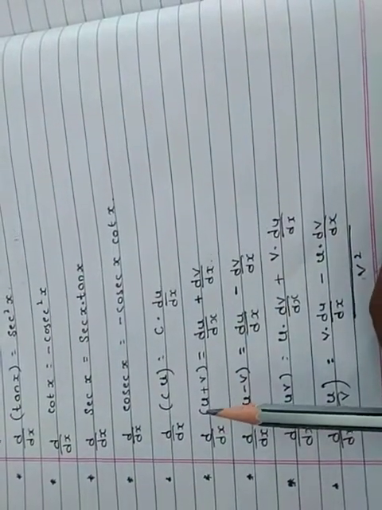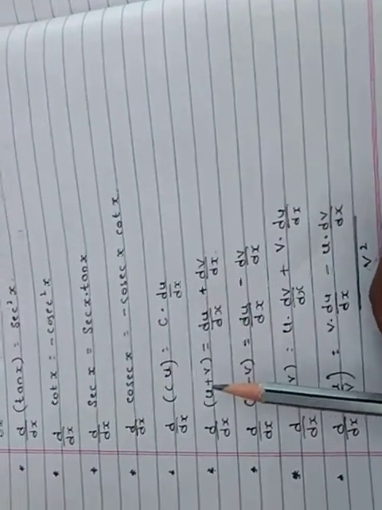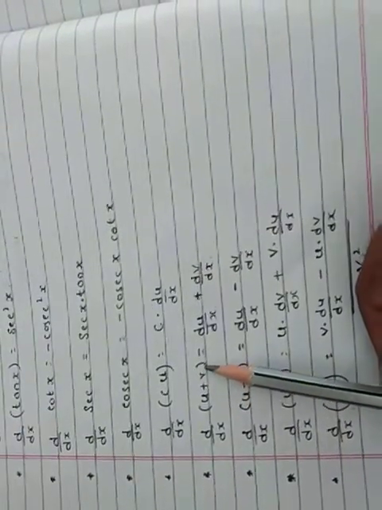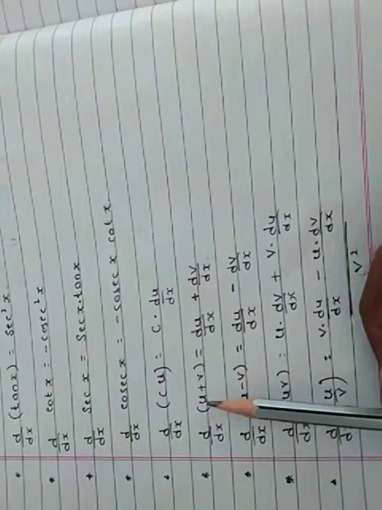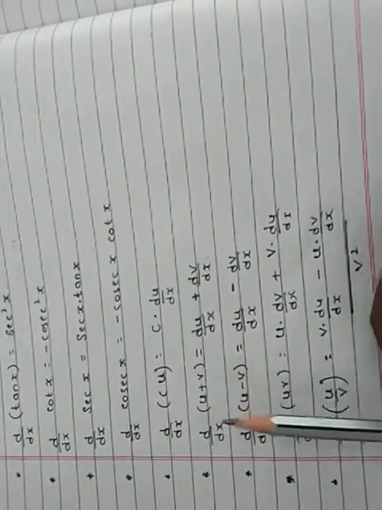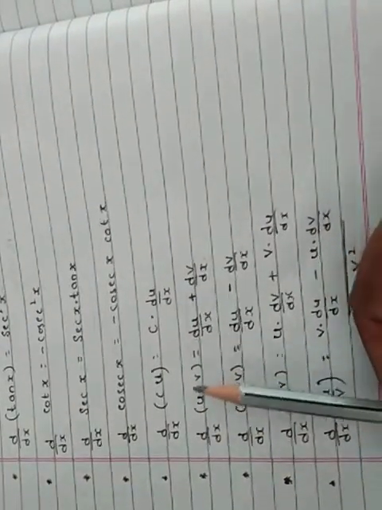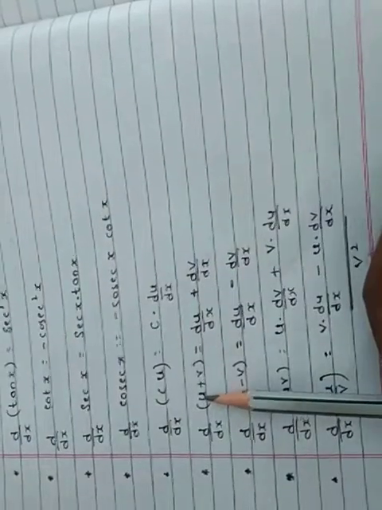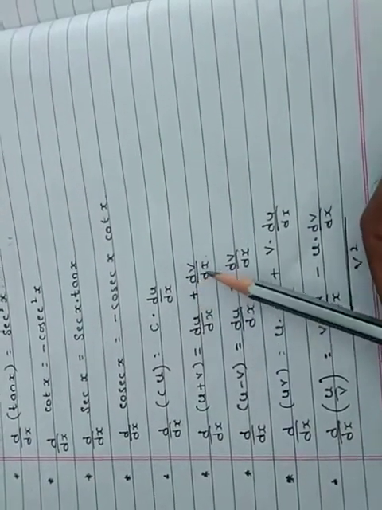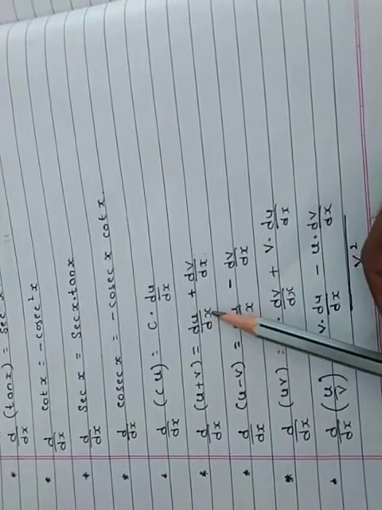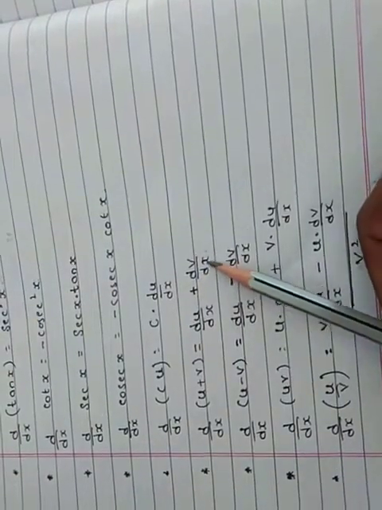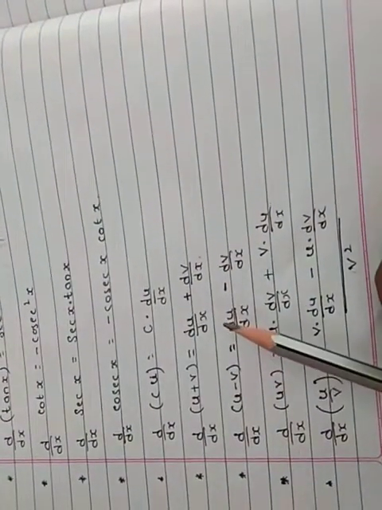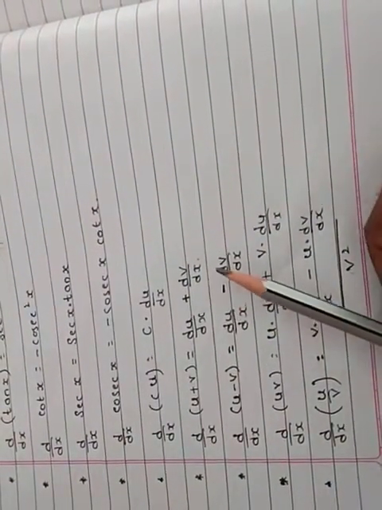Differentiation of u plus v, where u is a function and v is another function, with respect to x: first we differentiate u with respect to x, and then we differentiate v with respect to x, so du by dx plus dv by dx. Similarly for the negative sign, it is du by dx minus dv by dx.